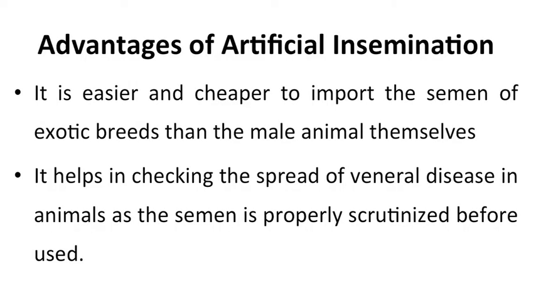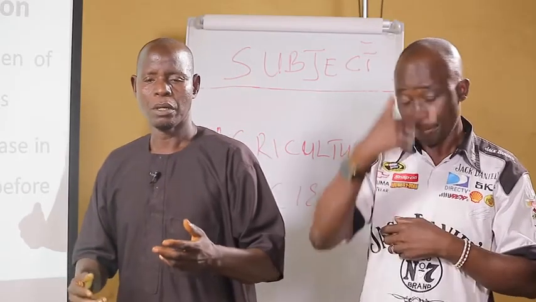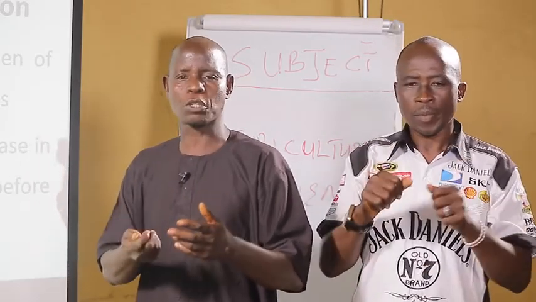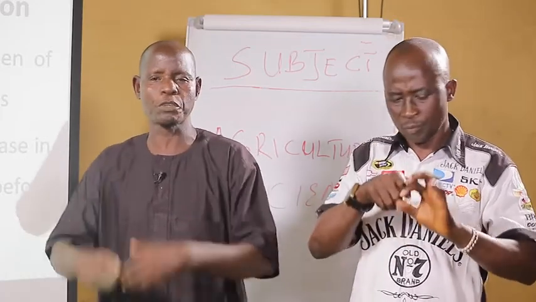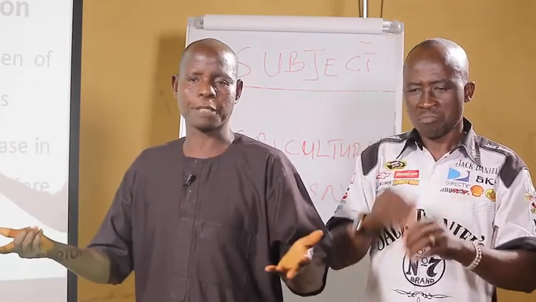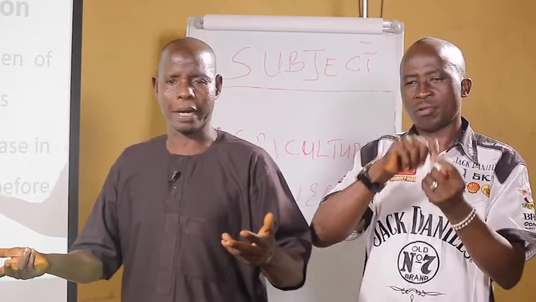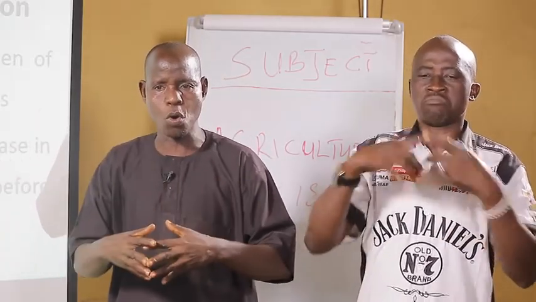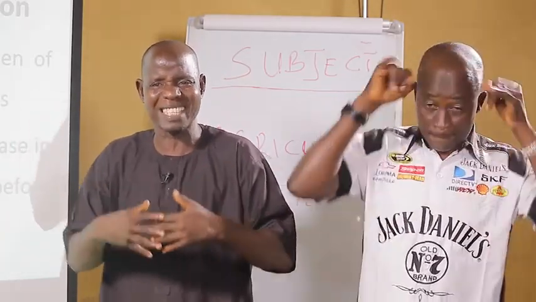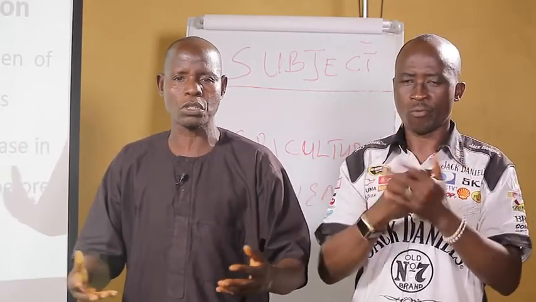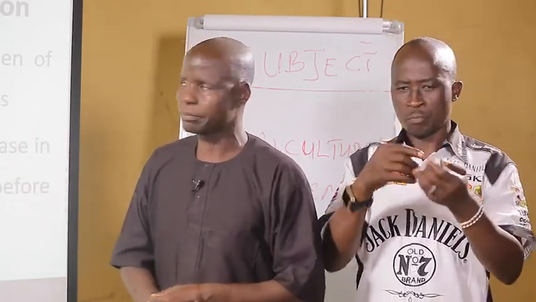Advantages of artificial insemination. 1, it is easier and cheaper to import the semen of an exotic breed than the male animal themselves, because you can get the spermatozoa in a syringe, which you can put in your pocket and transport. But what if you go to America, you want to bring a bull that has a desirable trait? How much will it cost you to transport that bull?